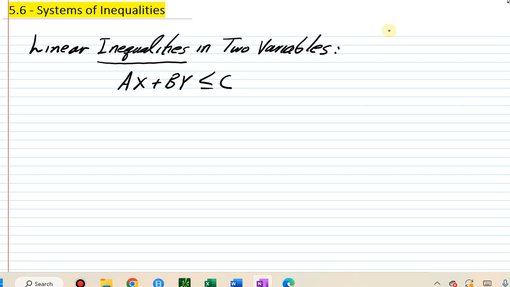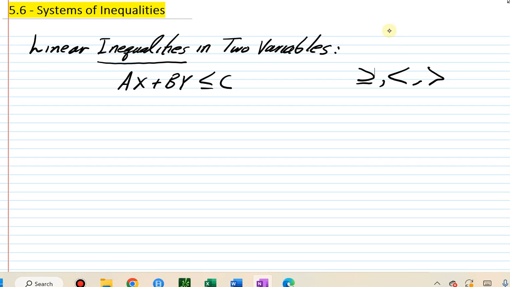So the inequalities that we are looking at could be less than, greater than, less than or equal to, and greater than or equal to. There is a fifth inequality, not equal, but we're not interested in that. Okay, so this would be the linear inequality.